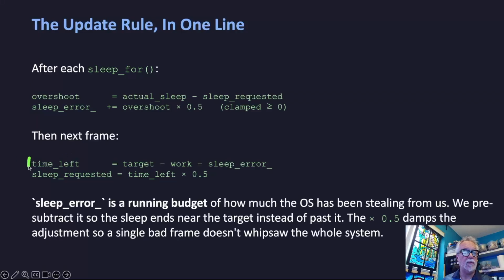And so on the next frame, as I discussed before, our time left is the target minus the work minus the sleep error. And then we're going to ask for half of that sleep. Now you notice that if we overshoot by a little bit here, then we're going to request a sleep time which is slightly less, because this value here is positive. So that means that this is a little bit smaller. And so what we're doing here is we're asking for just a little bit.